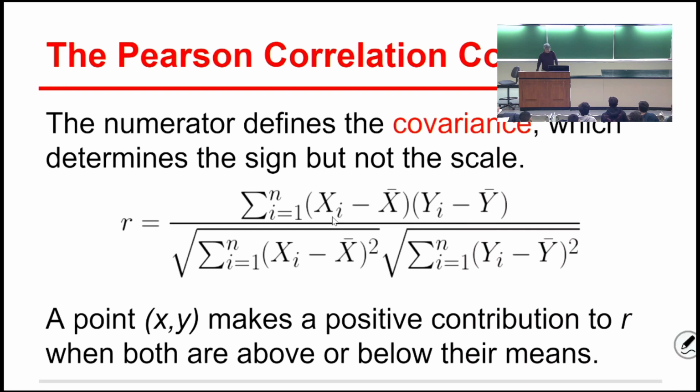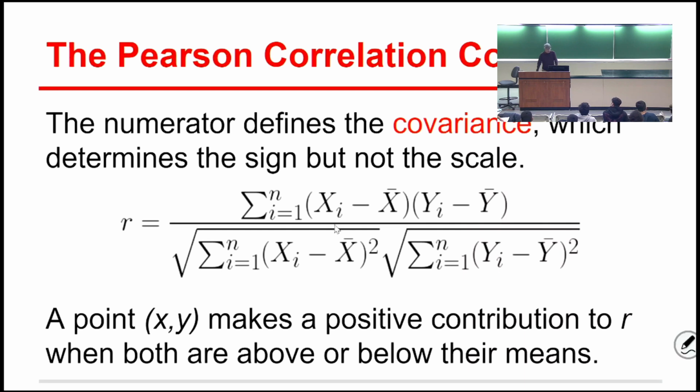It means that if I have a value x that is bigger than the mean, okay, this difference will be positive. If y is also bigger than the mean, then y i minus the mean will be positive. If both of these are bigger than the mean, the covariance term makes a positive contribution to the correlation coefficient. You add something to the sum when both x i and y i are bigger than their means. What happens when they're both less than their means?